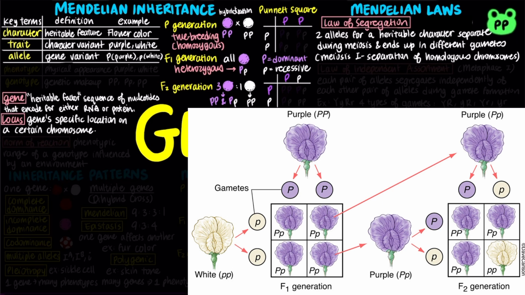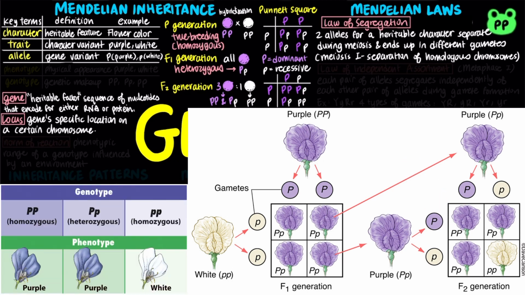As predicted by the Punnett square, the hybridization of the pea generation produces all heterozygous offspring in the F1 generation. And the hybridization of the F1 generation produces three types of genetic makeup. Homozygous dominant and heterozygous offspring account for the purple flowers, whereas homozygous recessive offspring account for the white flowers.